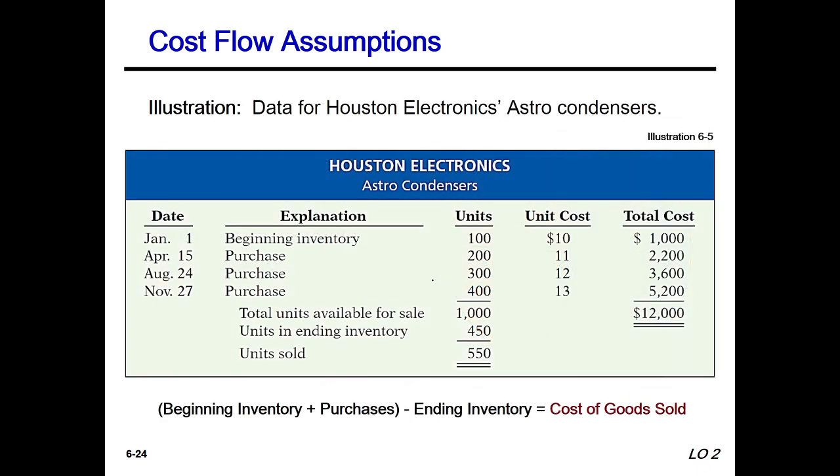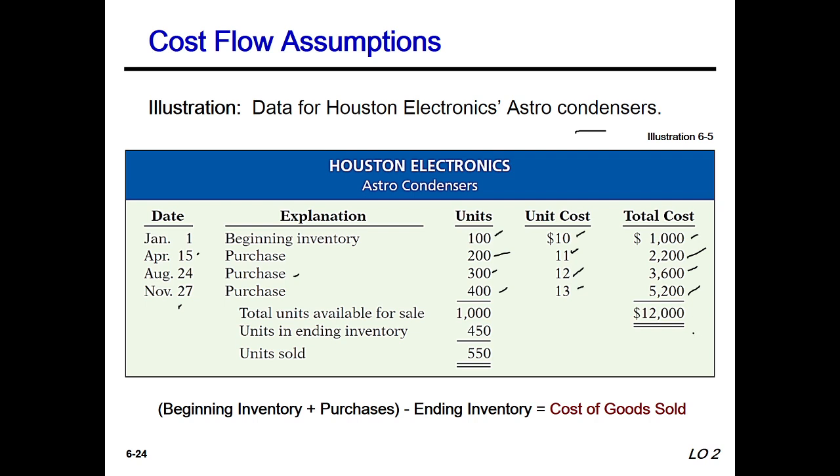Now, next slide. Cost flow assumptions illustration: data of Custom Electronics Ostro condensers. January 1 beginning inventory: 100 units, unit cost 10, total cost 1000. April 15 purchase: 200 units, unit cost 11, total 2200. August 24 purchase: 300 units, unit cost 12, total cost 3600. November 27 purchase: 400 units, unit cost 13, total 5200.